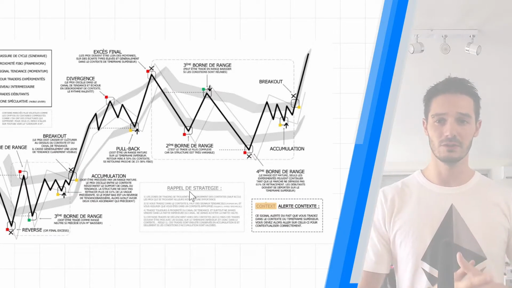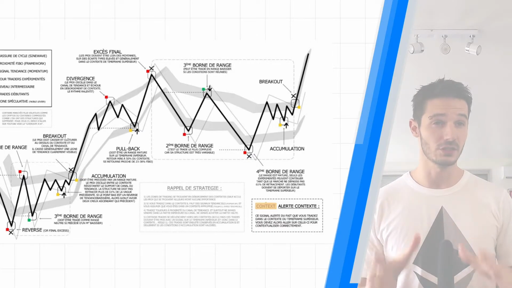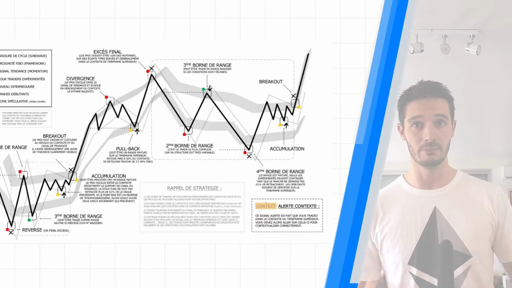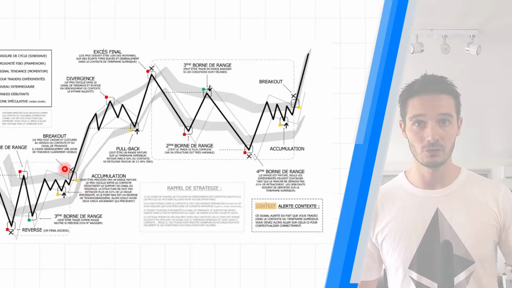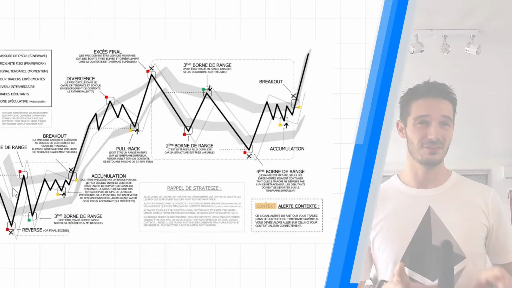And the final rule we're going to set in here is very important, as you get to understand that we're still dealing with ranging context. That's absolutely crucial. Remember that the trend only emerges after the breakout. So anything that happens in here is a ranging context. So accumulation is still a range.